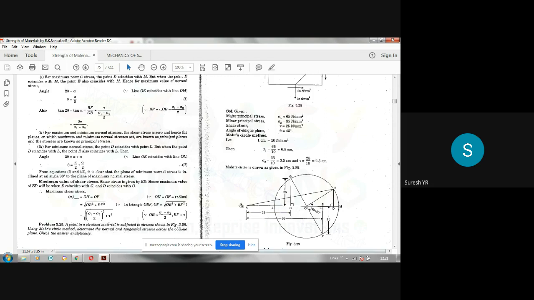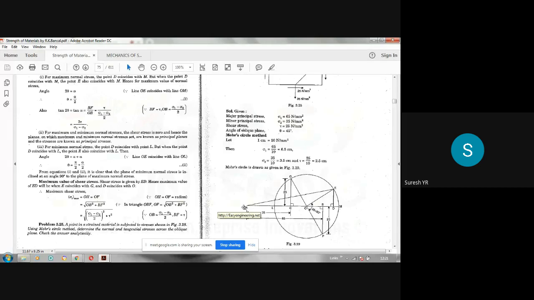That Mohr circle cuts the horizontal line at 2 points L and M. So this L will be this side only. M will come to this side. So then AM gives the major principal stress, AL gives the minor principal stress.